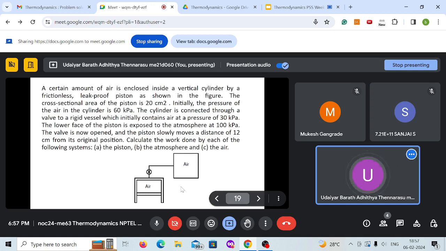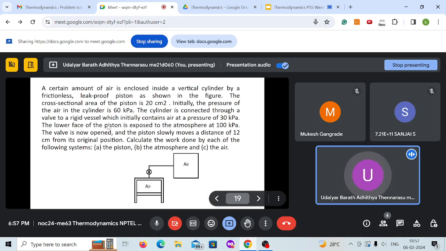This is not an ideal example, but you can think that there is mass transfer, but your system will not change. You have a closed container where you can put in mass. Your air is supplied, and the volume of the vessel will not change. Hence it's called rigid. So the rigid vessel initially contains air at a pressure of 30 kilopascal, and this piston contains initially 60 kilopascal. That's what is given.